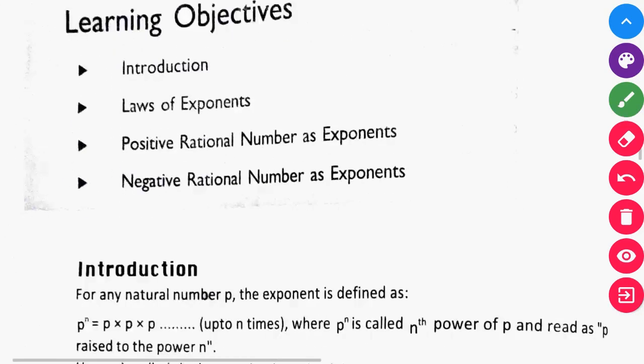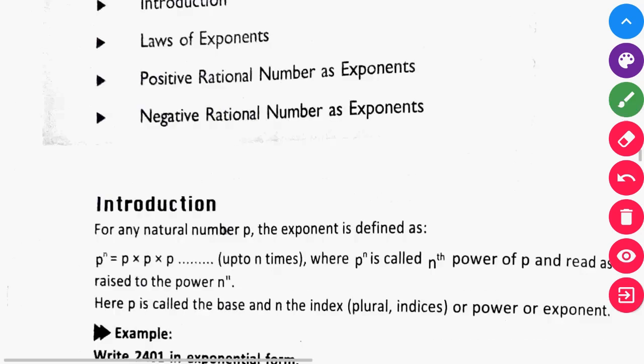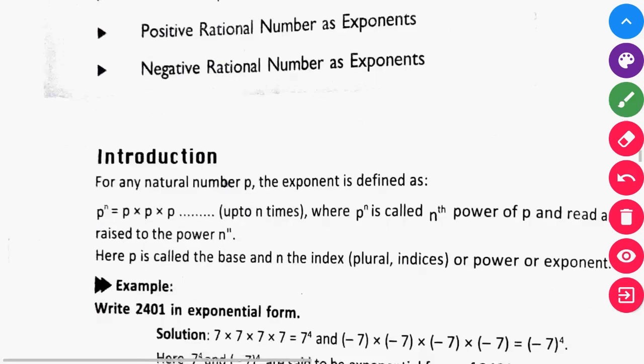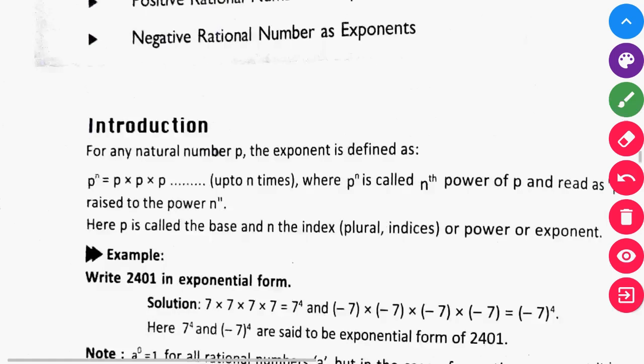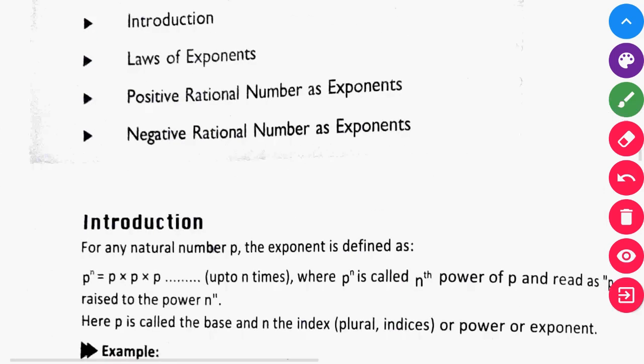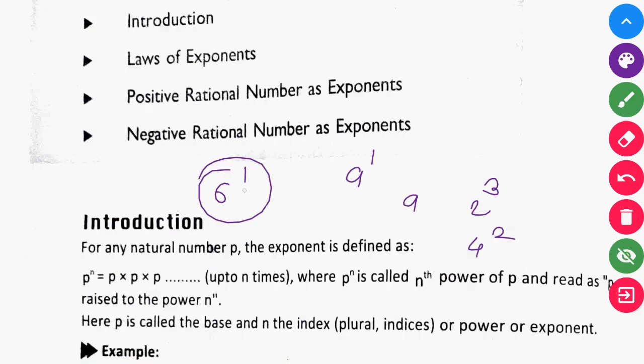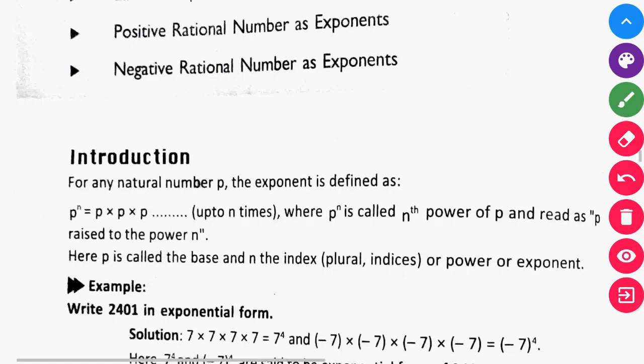In these exponents, we learn about the laws of exponents, positive rational numbers as an exponent, and negative rational numbers as an exponent. What is meant by exponent? We saw sums like a raised to 1, or 2 raised to 3, 4 raised to 2, 6 raised to 1. All these, raised to 1, raised to 2, raised to 3, are called exponents. The degree, the one that sits on top, that is known as the exponent.